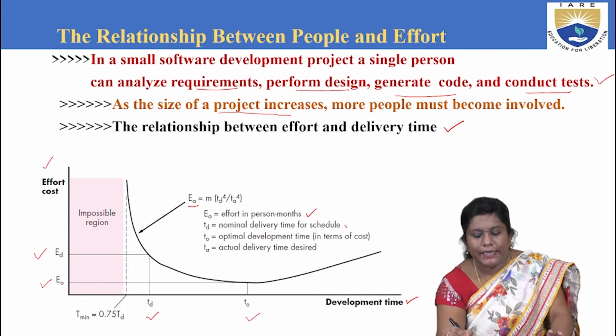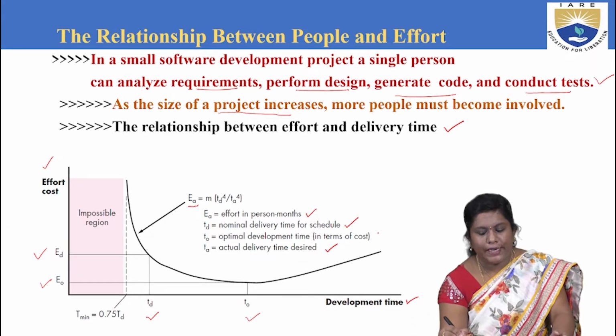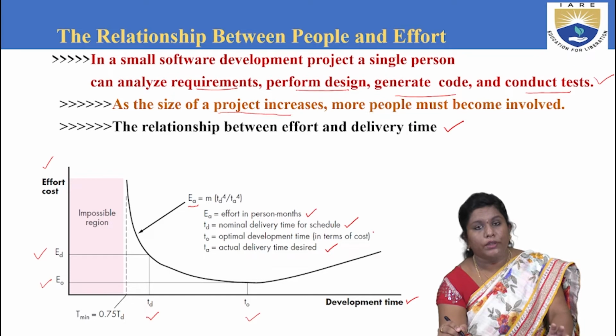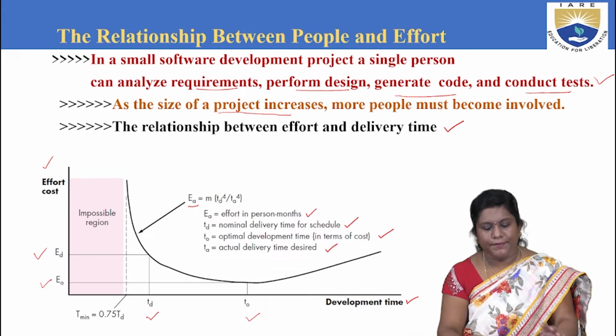It's the normal delivery time. And what is TA? It's the actual delivery time. Okay. And you have T naught as well. That is T naught. The O stands for optimal. Optimal development time, that is basing upon the cost.